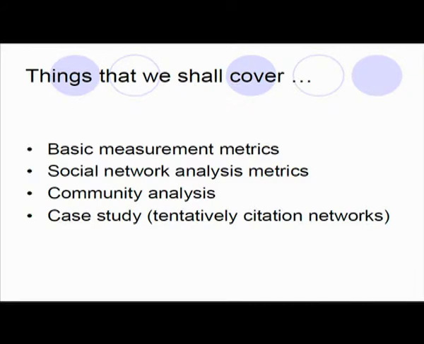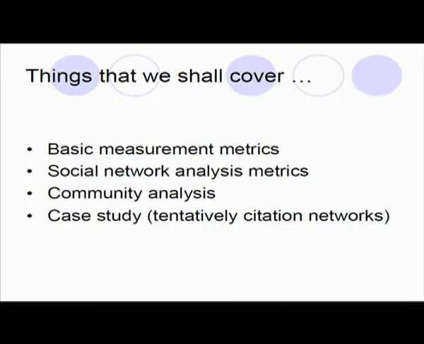Okay. So, some of the things that we will definitely try to cover in the rest of the course are basic measurement metrics, social network analysis metrics, community analysis, and a case study on citation networks. In the basic measurements we will look into degree distribution, clustering coefficient, and the basic properties which people usually study to understand the topological structure of a network. In social network analysis, we will concentrate on understanding network roles, what roles people play in a network, how these roles are related to one another, and things like that.